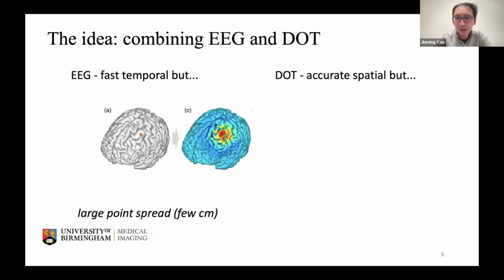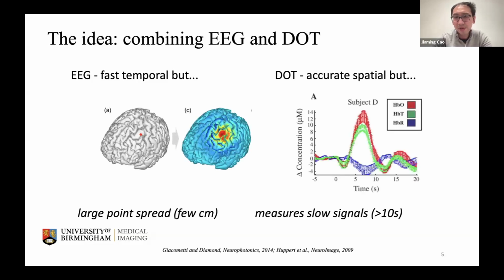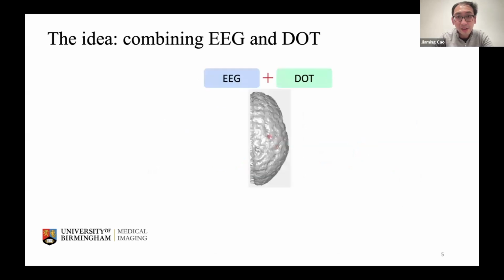DOT, on the other hand, can be spatially very accurate, especially if you use a high density system and process it appropriately. But the issue is that it measures hemodynamics that is inherently slow. So we can use devices that sample at fairly high sampling rate, but that's not going to help because that's the nature of the physiology that it measures. And now the idea is, is there a way to combine these two different modalities? So one is fast, one is spatially accurate. So we can have the best of both worlds and have a spatial-temporal reconstruction of the neuronal sources. So that is the idea.